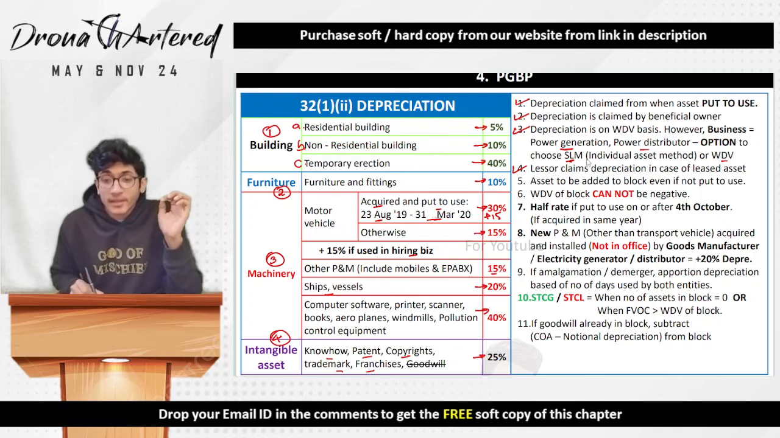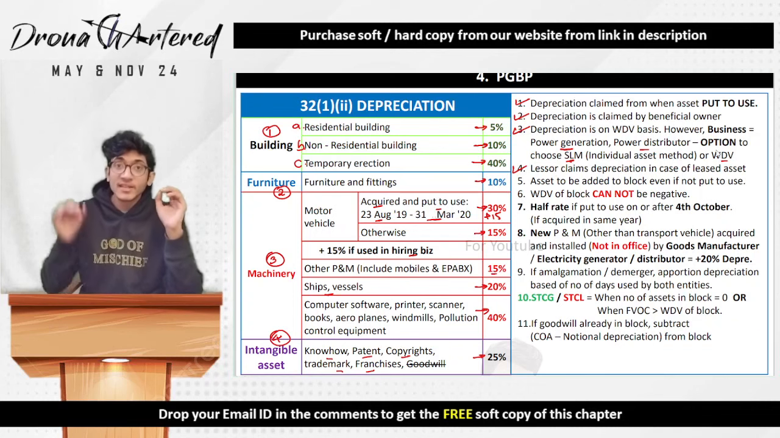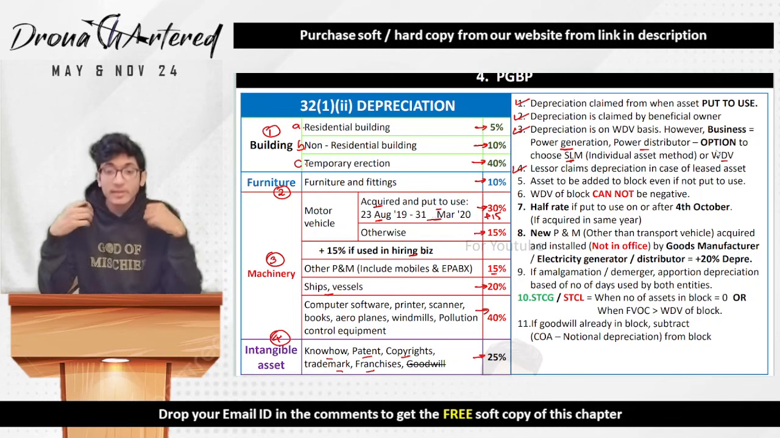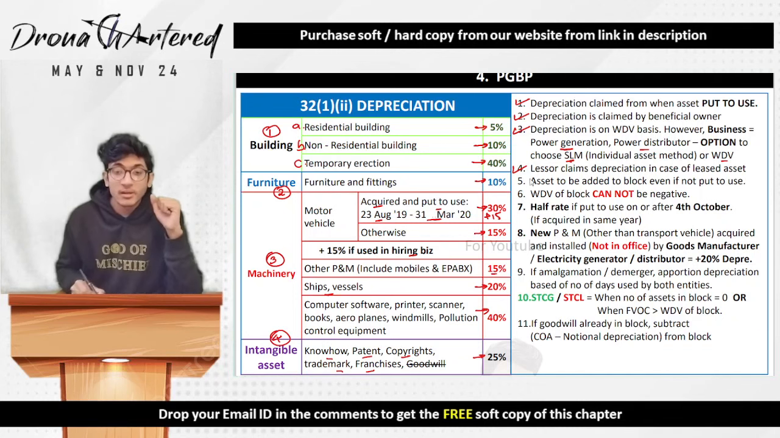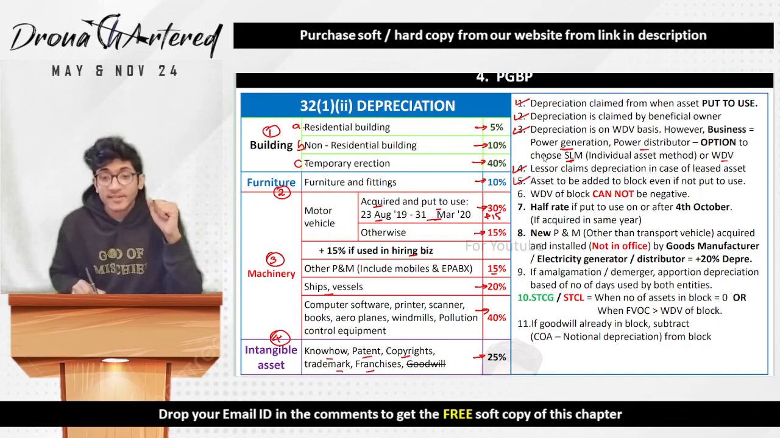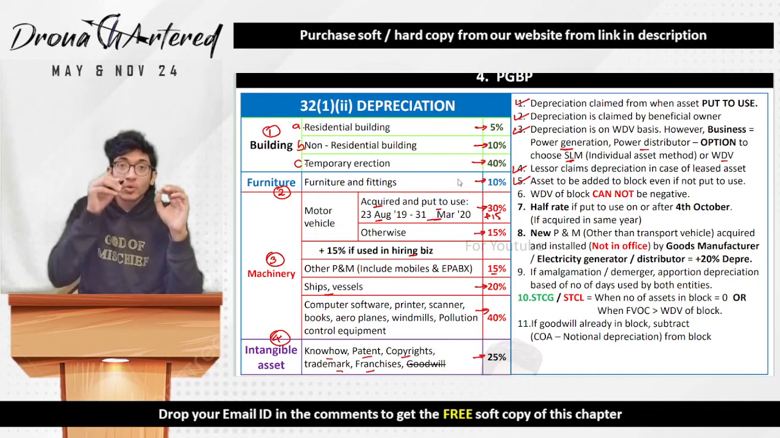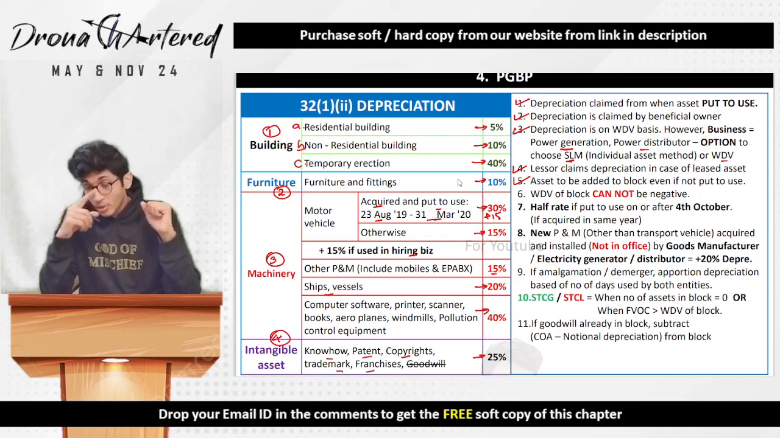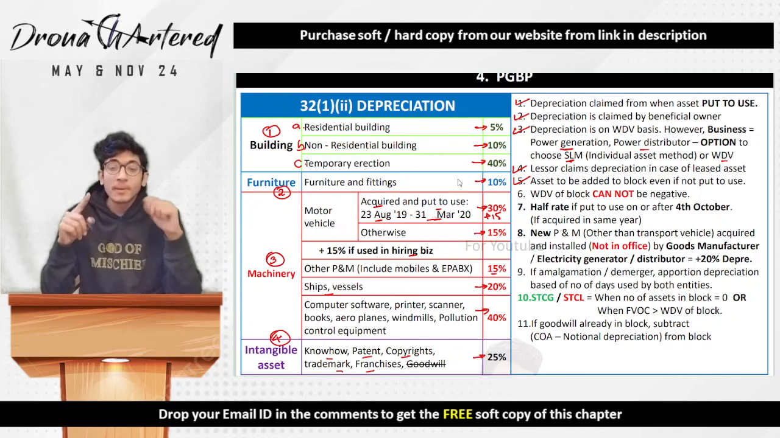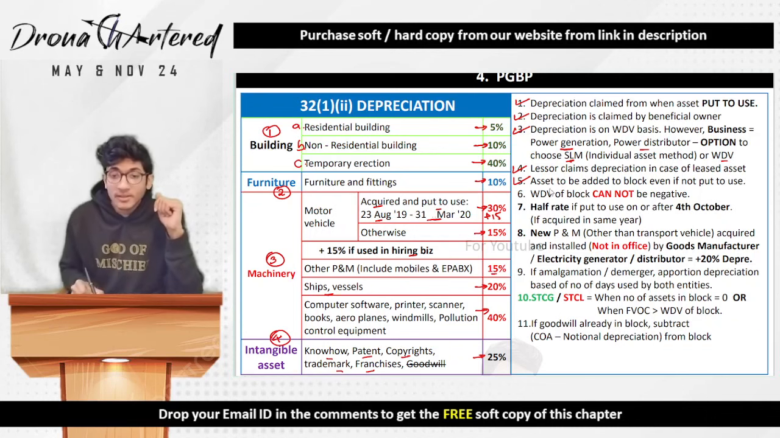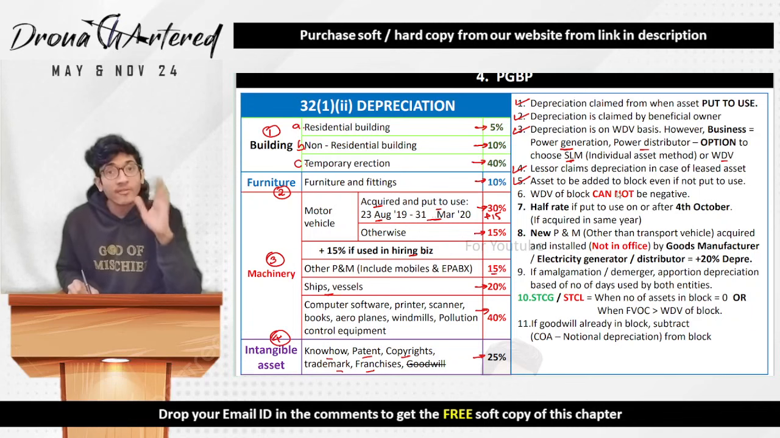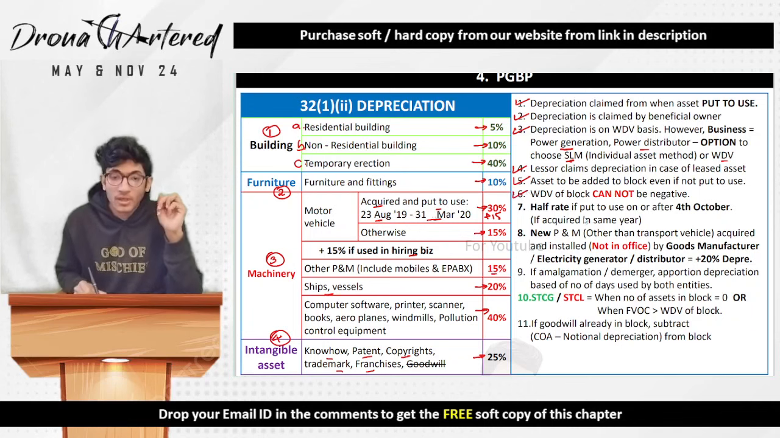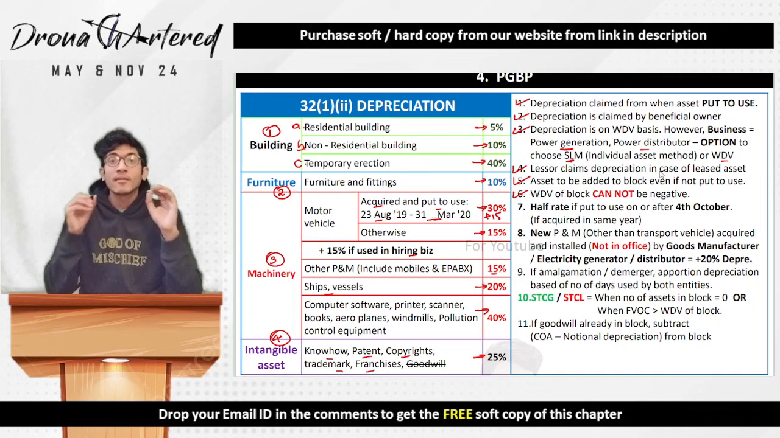Next is lessor claims depreciation in case of a leased asset. That means the person who is the lessor will be claiming the depreciation. Next, asset to be added to block even if it is not put to use. So in these four types of blocks that we have studied, your asset will still have to be added to the block. Depreciation will not be given, but the asset will be added to the block even if it is not put to use.